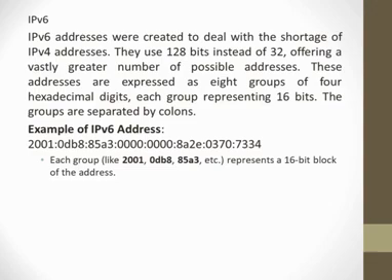And the next, IPv6 addresses are created to deal with the shortage of IPv4 addresses. They use 128 bits instead of 32 bits, offering a vastly greater number of possible addresses. These addresses are expressed as 8 groups of 4 hexadecimal digits, each group representing 16 bits. These groups are separated by colons, and each group consists of a 16-bit block of the address. The example is given here for the IPv6 address.